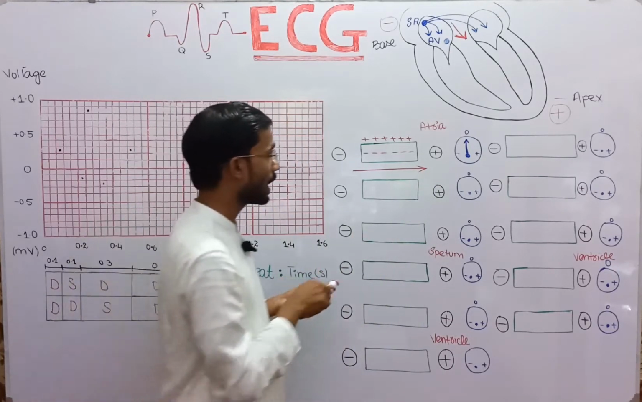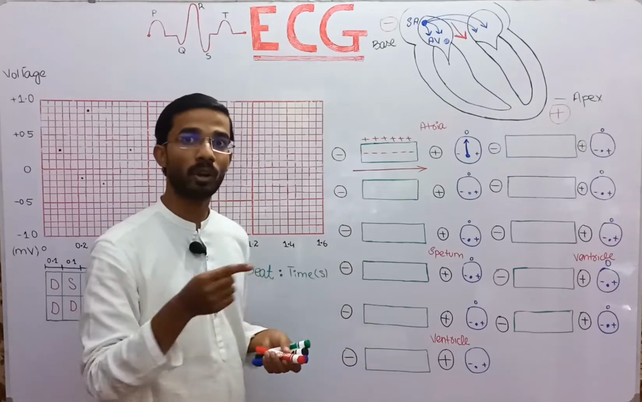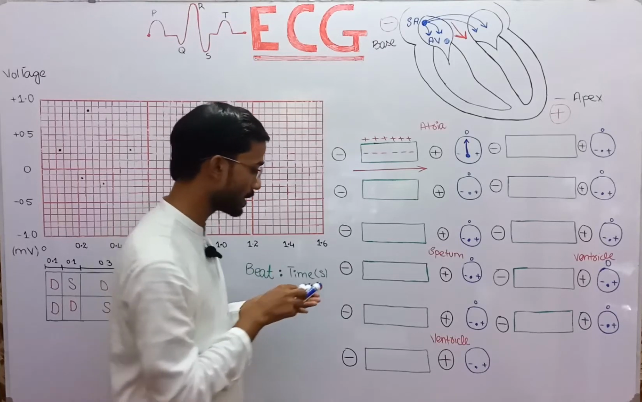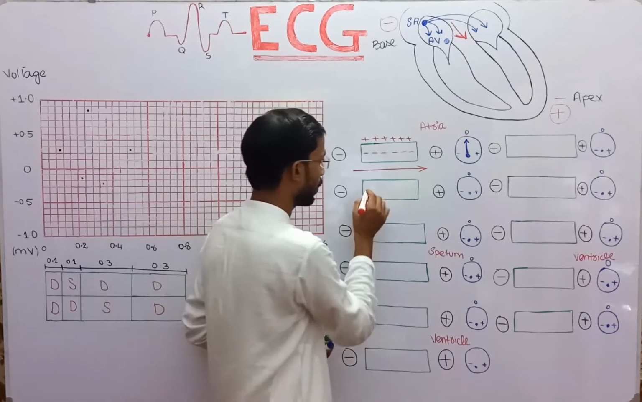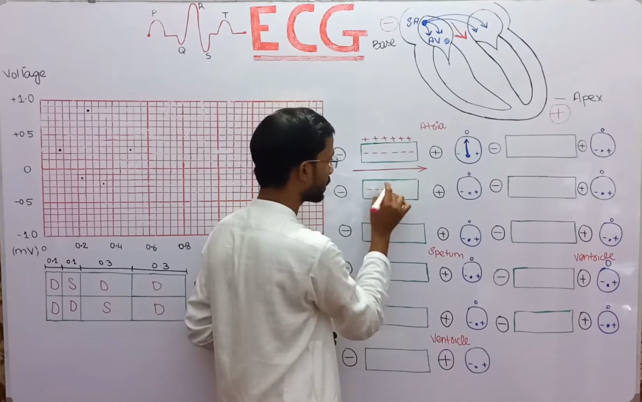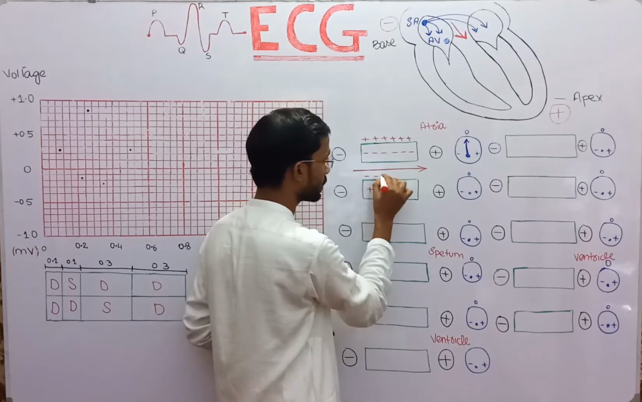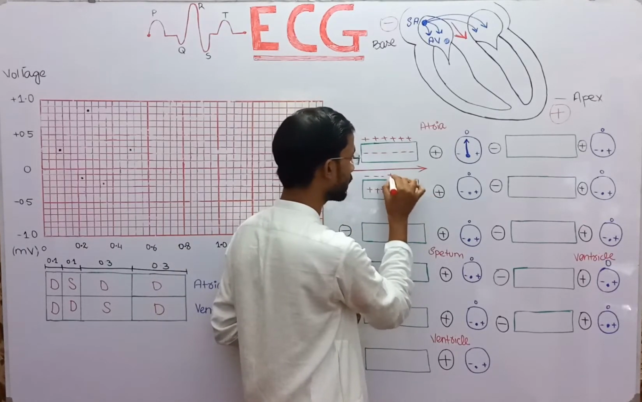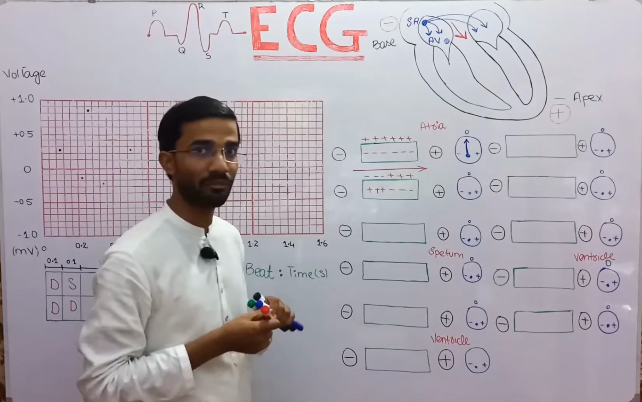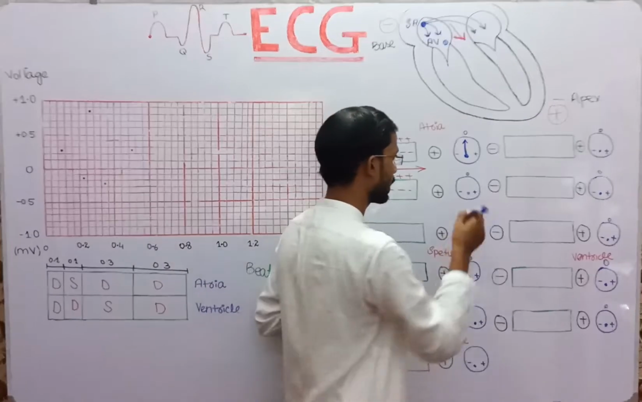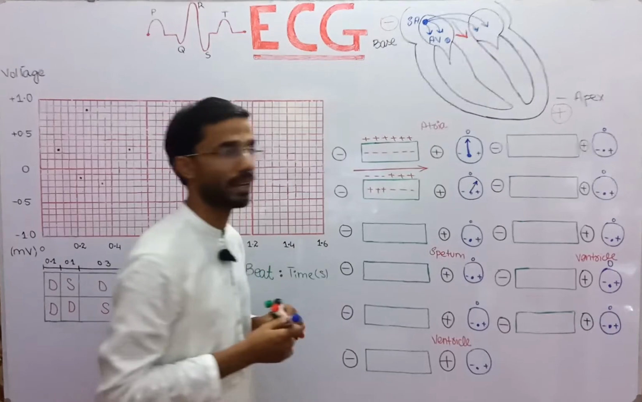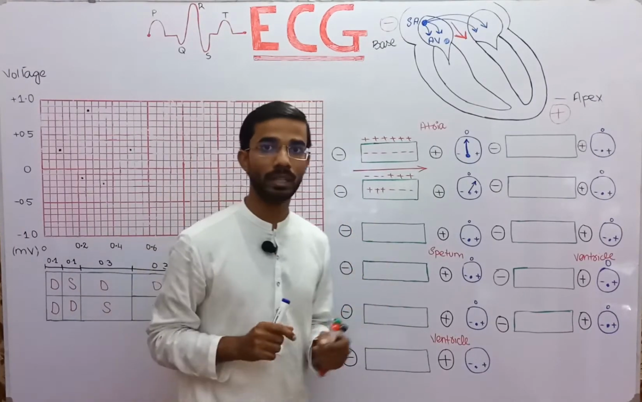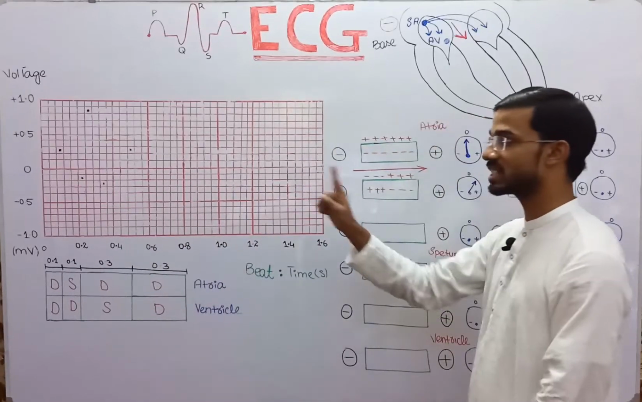It means the cells which are in polarized state will start depolarizing. Here you can see half of the cells become depolarized and half are still in polarized state, and the deflection will be in positive direction. And if we see what will happen on the graph, here you can see this is the graph.